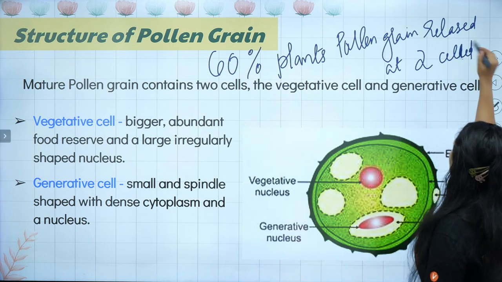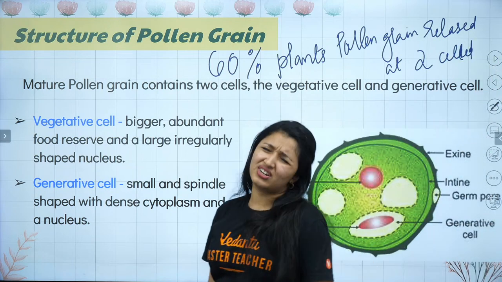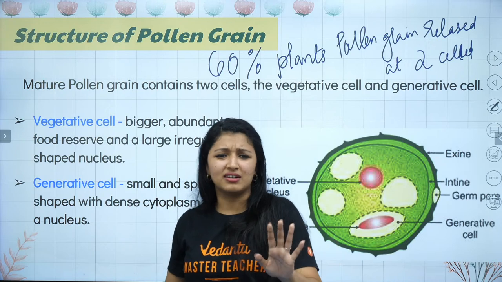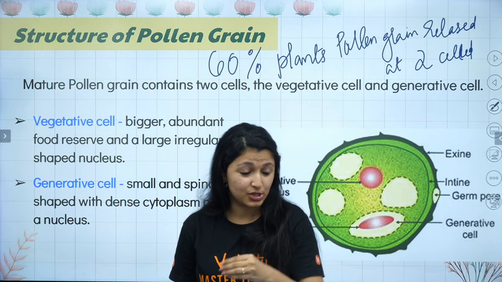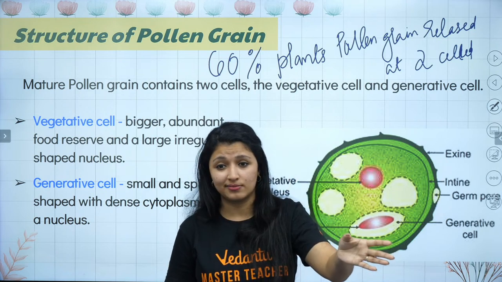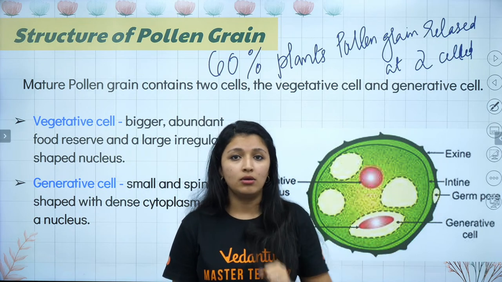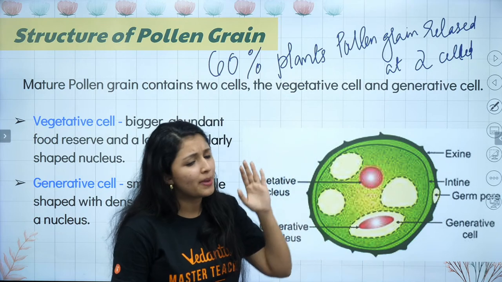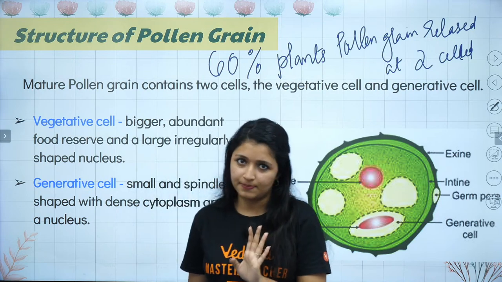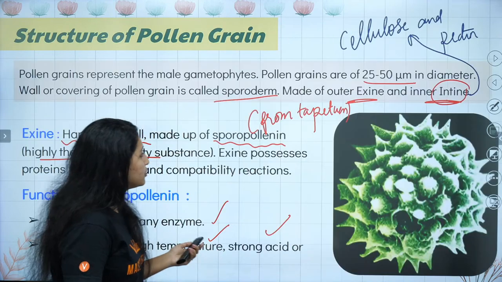Okay, so most of the plants are like, you know what, enough. Okay, done. I did meiosis for you, I did one more mitosis for you, I can't do one more. So you get it released at the two-cell stage. Now there is another 40% of plants that are like, no, we can't do it. We need to make it completely mature, only then we will release.